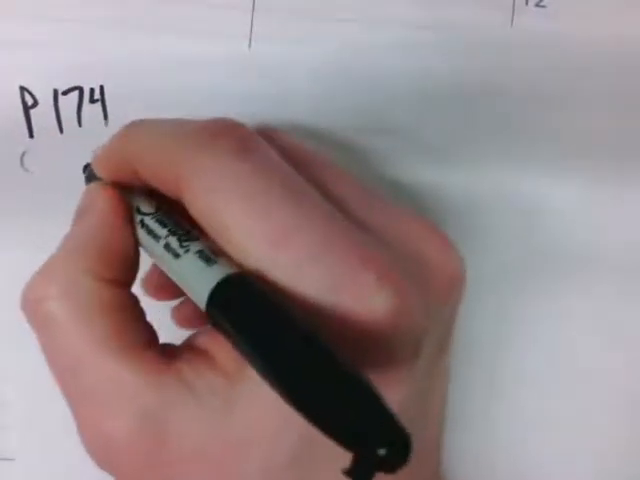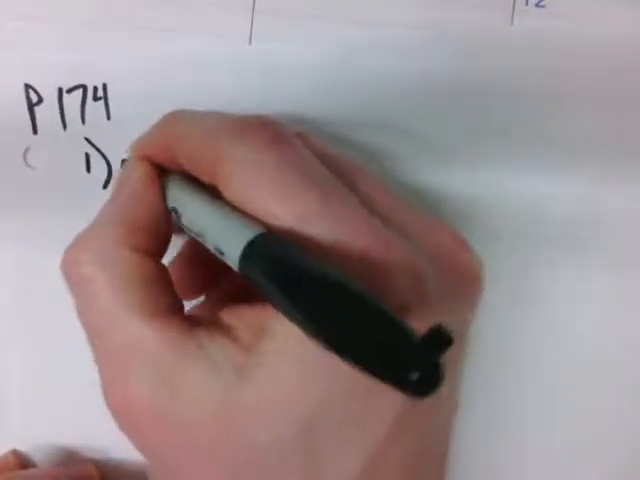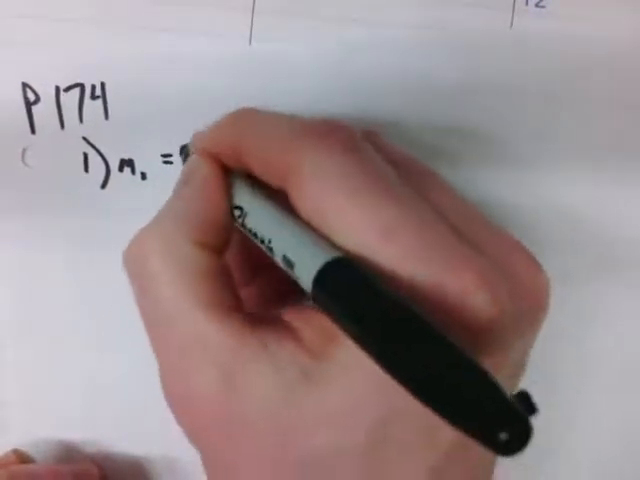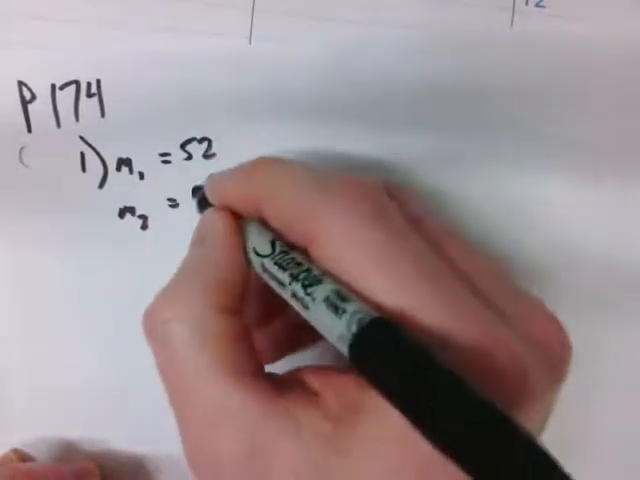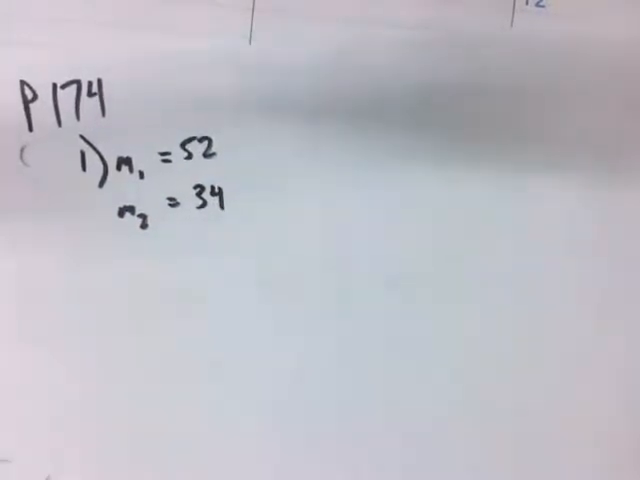Page 174. Number 1. Here we go. It's going to be fun. It's going to be long. Two trunks sit side by side on the floor. The larger trunk, 52 kilograms, is to the left of the smaller trunk, 34 kilograms. Okay, so M1 equals 52. I don't even know where this is going yet. M2 equals 34. I'm just writing stuff down, just getting it out.